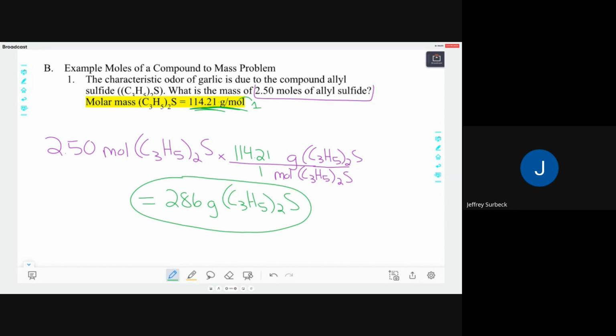Questions with this? Unless it's a problem that says, go find the molar mass, you will be given the molar mass. That way it speeds up those problems to get to our actual end objective. Any questions?